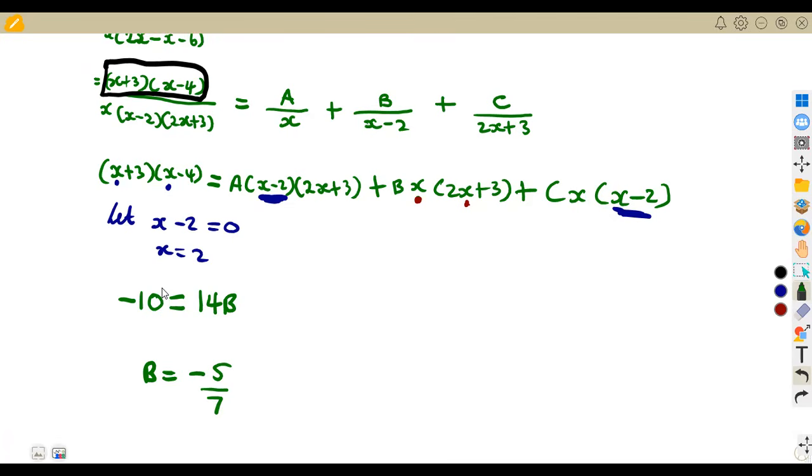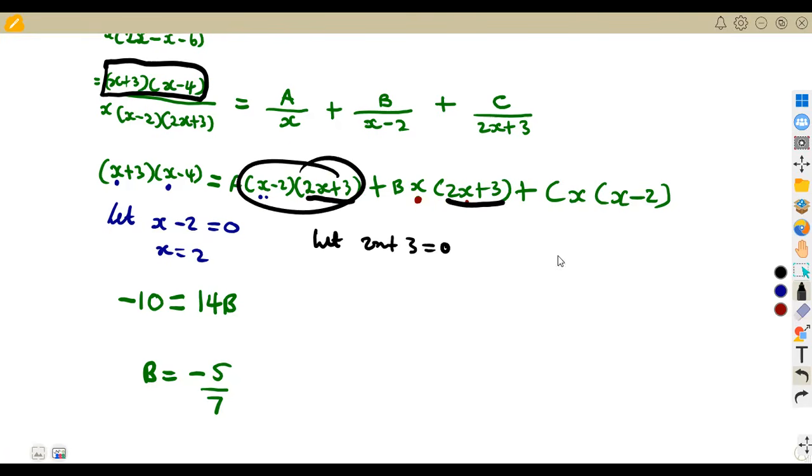All right, let's move on to another part. In this case, we were working with the bracket of x minus 2. So we have to choose another bracket again. A linear bracket, as long as it's linear. There is this part 2x plus 3. So if we let the bracket of 2x plus 3 be equal to 0, it means we have eliminated everything here.